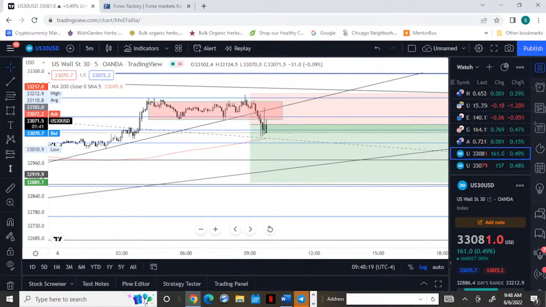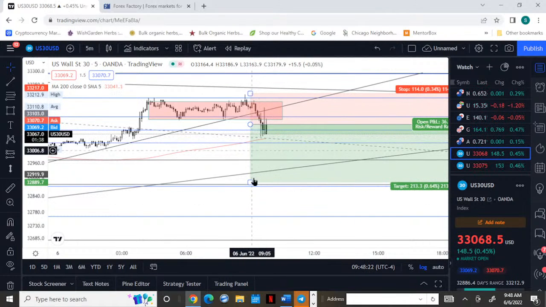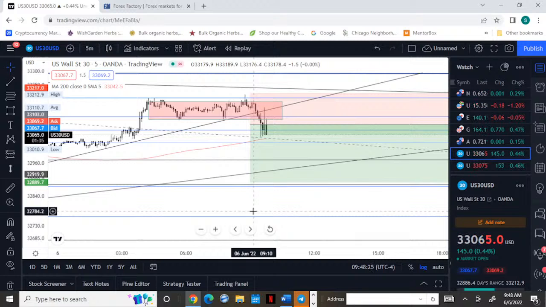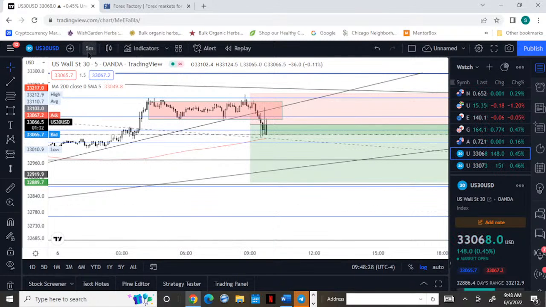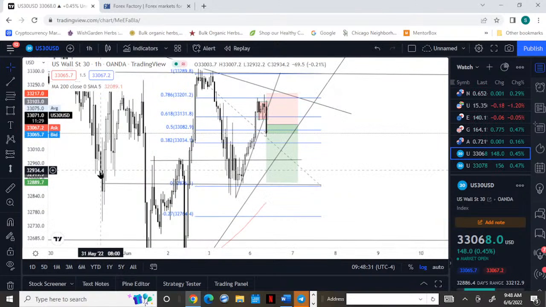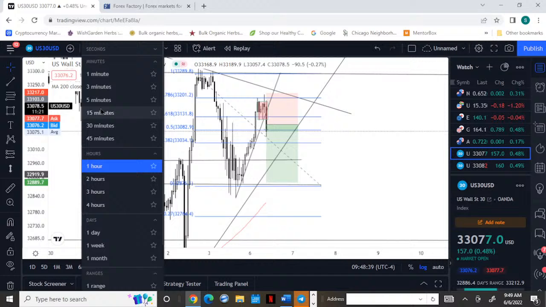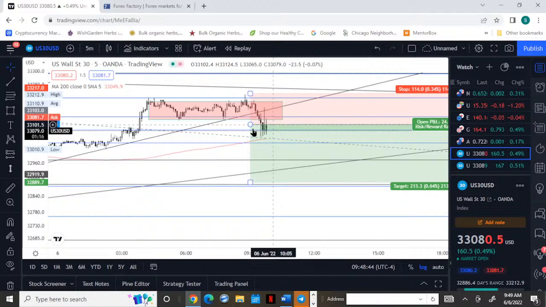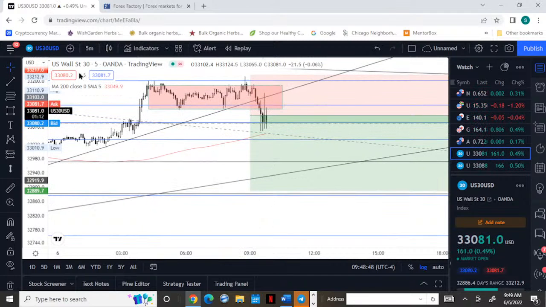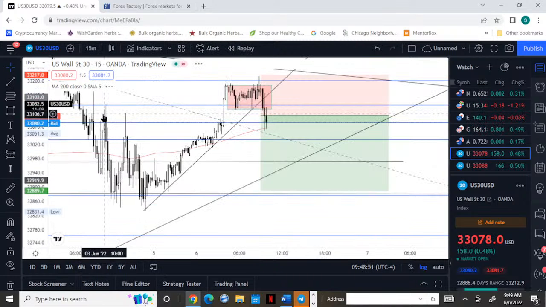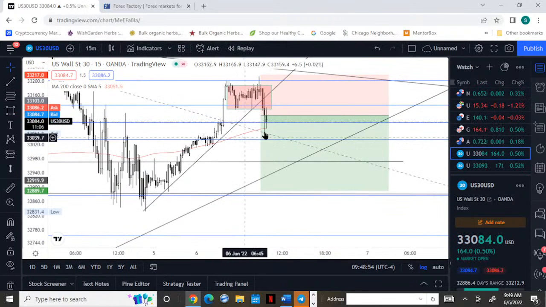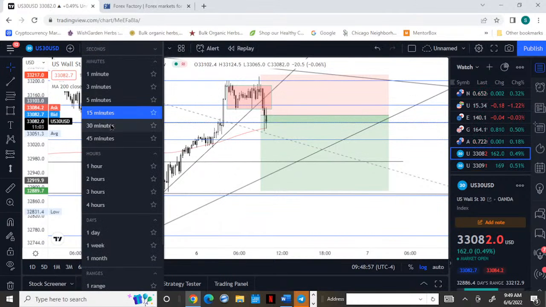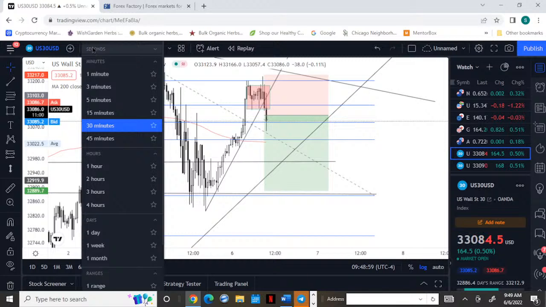All right, yep, there we go. I just needed to break this little 200 MA right here. Got a minute and 35. Look at that hourly candle. I need to just drop. Now I don't need this. Just 200 MA. Gotta get past it.